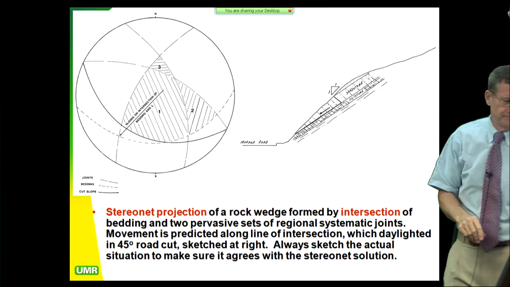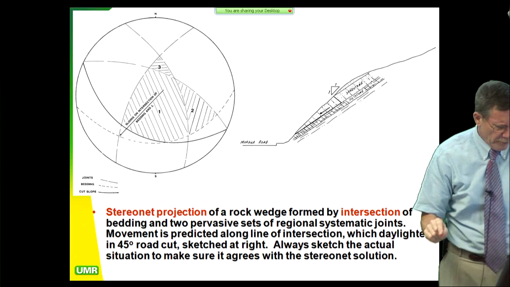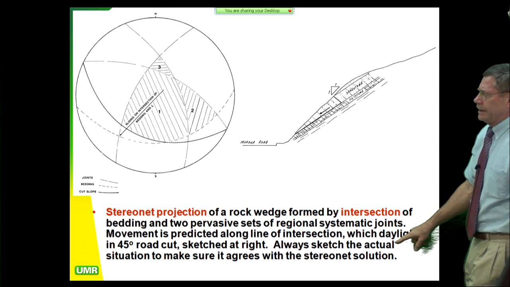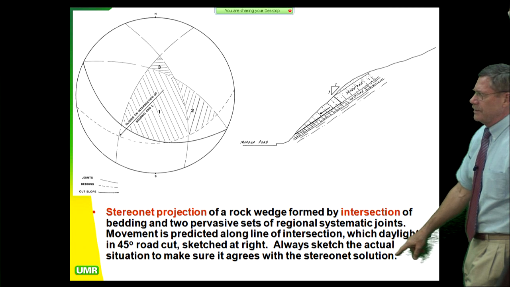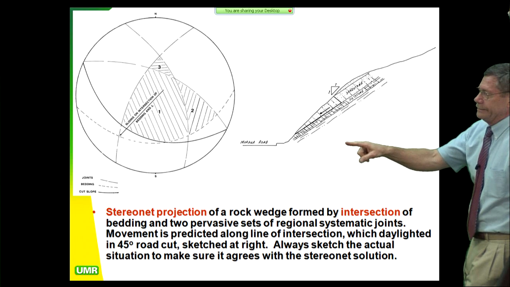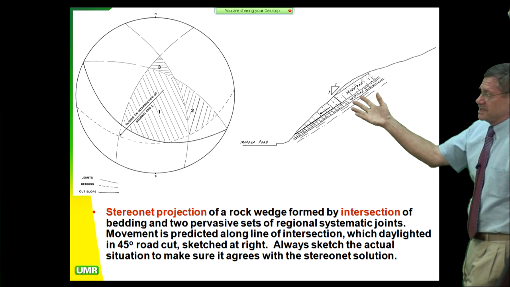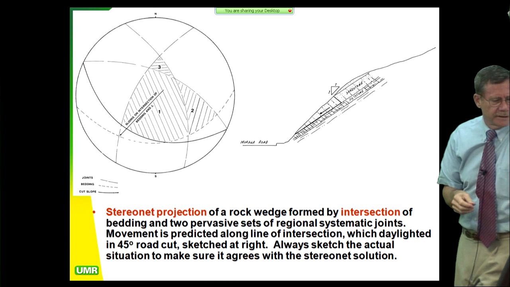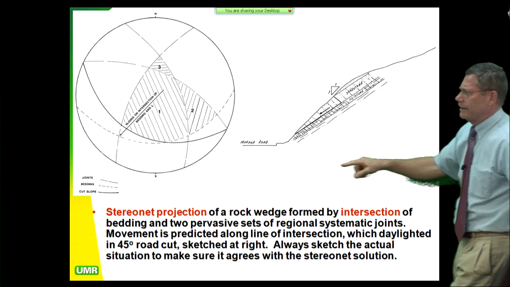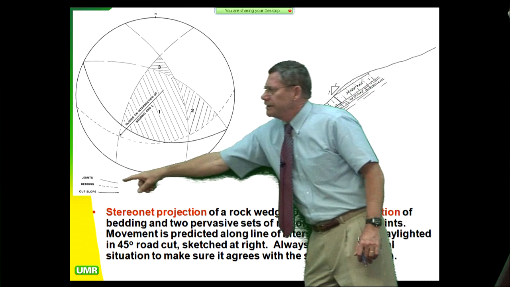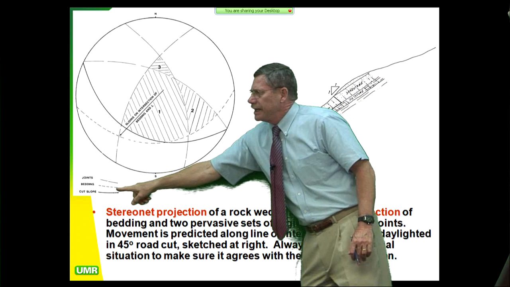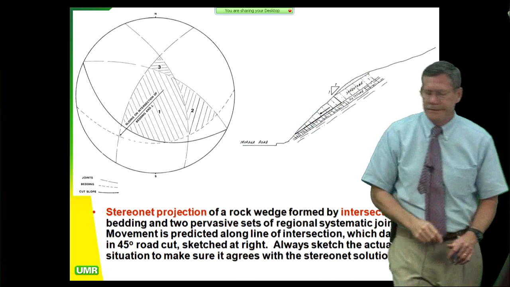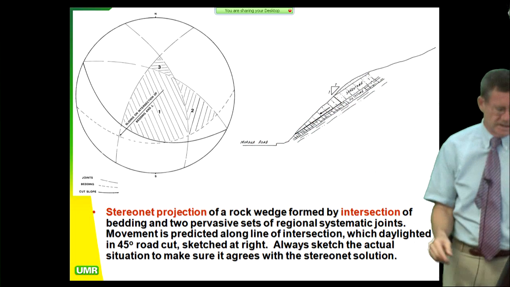So you always want to sketch the actual situation and make sure it agrees with your stereo net solution. And these are the simplest ones I've ever worked on in my career. Actually, that's why I use them for teaching. So you see what I'm plotting here. I'm plotting the joints, the bedding, and the cut slope, using those three determiners to try and get a feeling for what's going on.